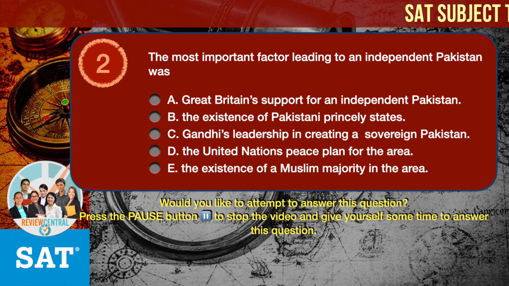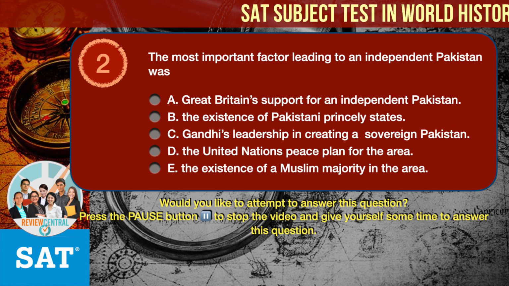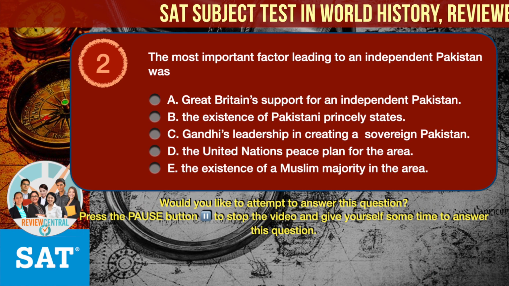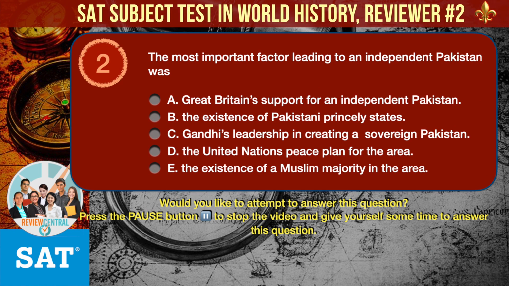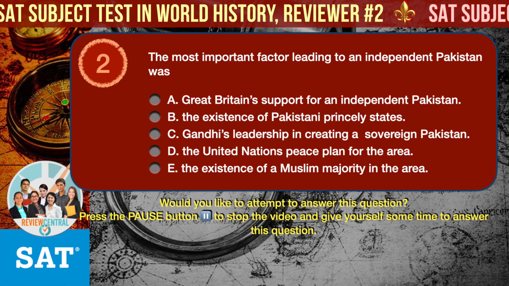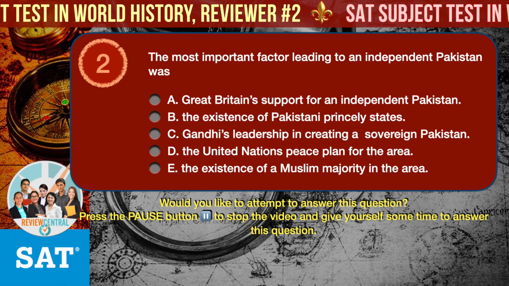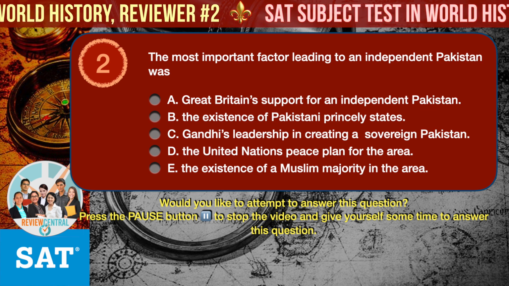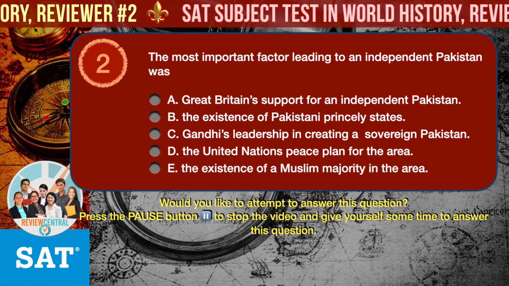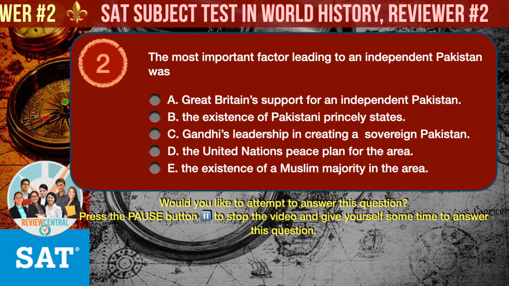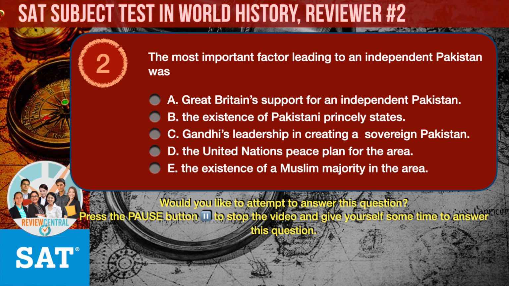Question number 2. The most important factor leading to an independent Pakistan was A. Great Britain's support for an independent Pakistan. B. The existence of Pakistani princely states. C. Gandhi's leadership in creating a sovereign Pakistan. D. The United Nations peace plan for the area. E. The existence of a Muslim majority in the area.